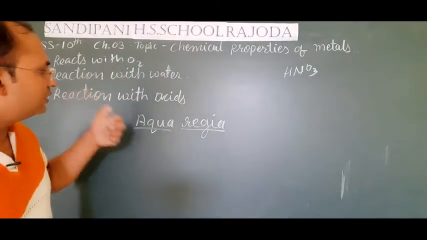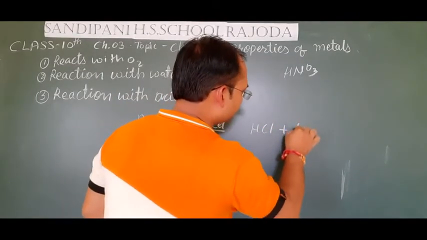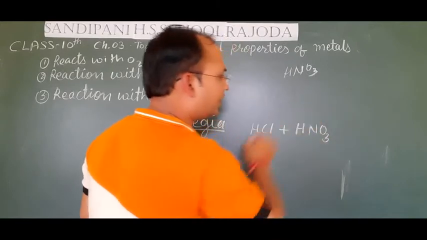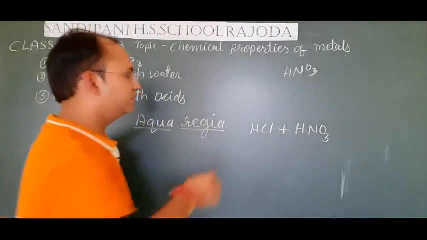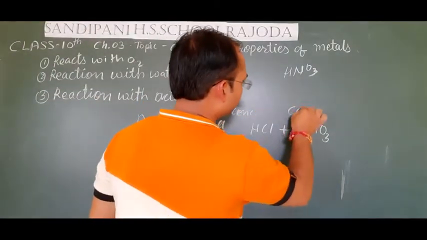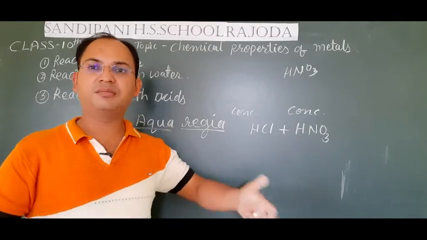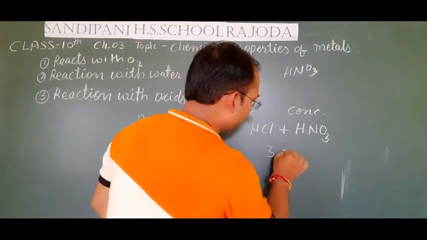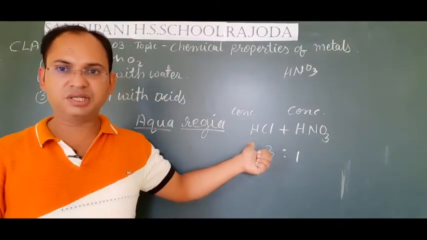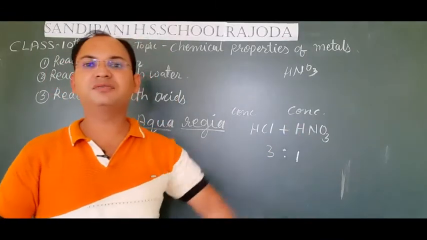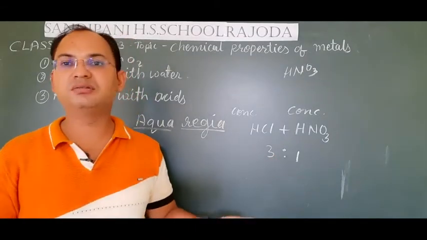But whenever two concentrated acids, that is HCl, hydrochloric acid, plus HNO3, nitric acid, are combined together in the ratio 3:1, that means 3 parts of hydrochloric acid and 1 part of nitric acid mixed together, then this mixture or solution is known as aqua regia.